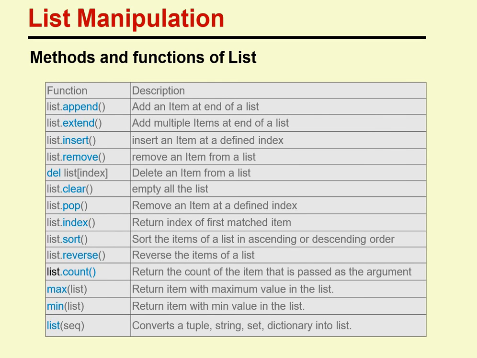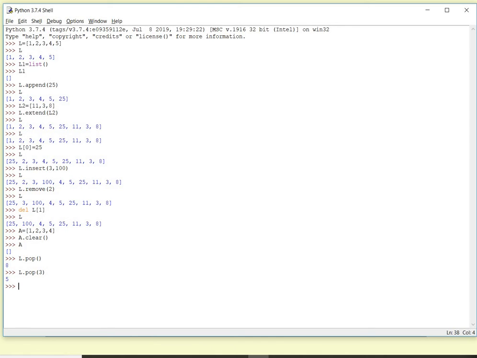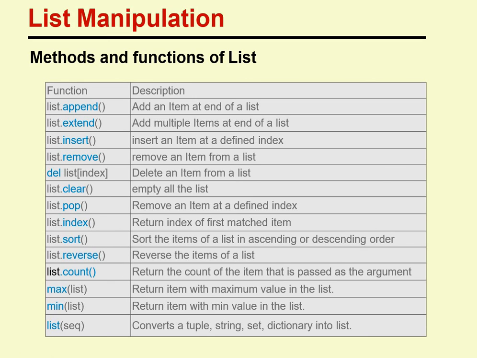Okay. The next function after pop is index. For example, if I am giving L dot index of 100. Okay, so what is the index of 100? 0, 1. So the index of the particular element which is given in the index function will be displayed. Okay. Next function is sort.